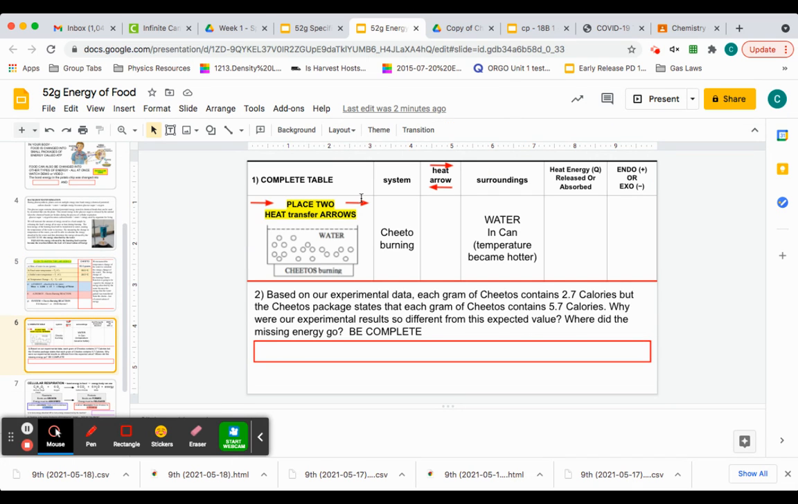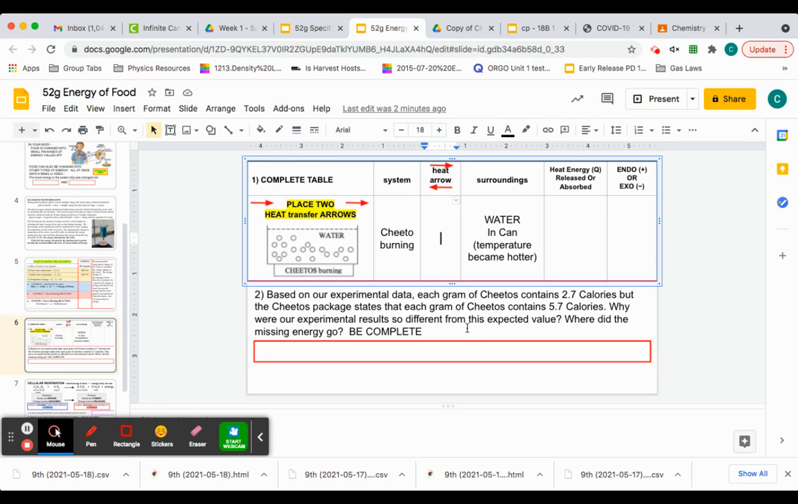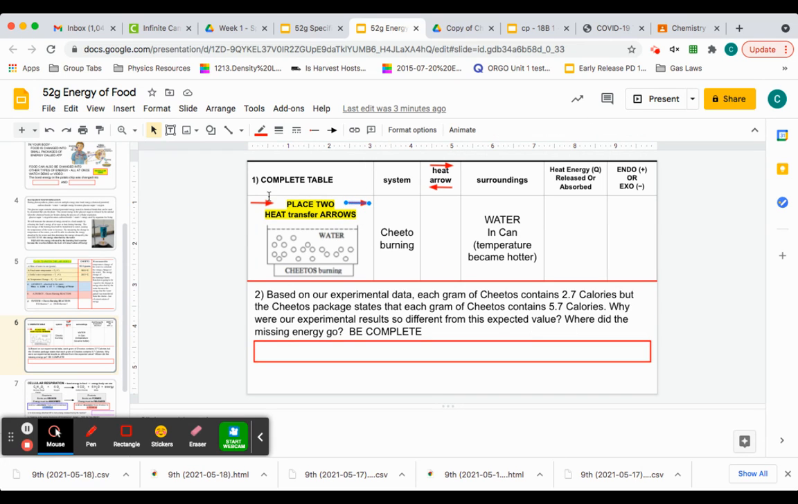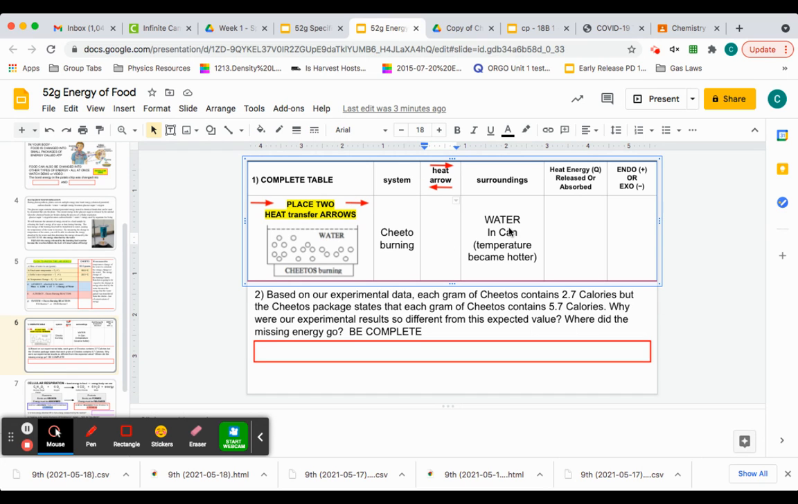Slide 6 here. Complete the table and then answer the question. This one we've done plenty of. So hopefully we're good with number 1. For number 2, it says, based on our experimental data. Oh, but for number 1, don't forget to place the arrows. People forget to drag those sometimes. And for this one, I just want to know, is the heat going from the water to the Cheeto or from the Cheeto to the water?